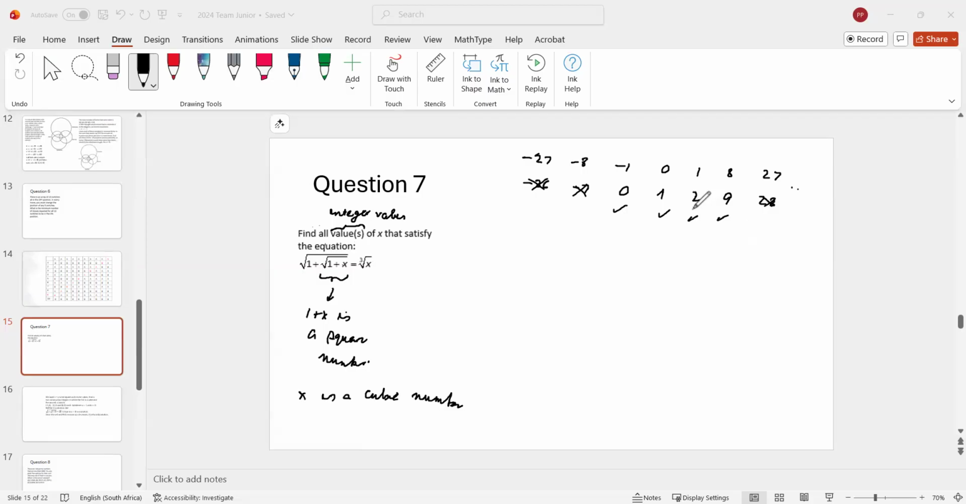Oh no, wait a minute. This is not a square. So it's 0, 1, and 9 that are squares. So your solutions are, therefore, x cubed is either minus 1, 0, or 8. Three possibilities. Therefore, x is minus 1, 0, or 2.